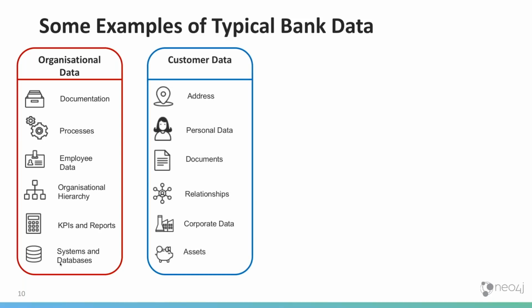Next, we have data about your customers. So you'll have personal data about them. Maybe you know where they live, their phone number, when they were born, and so on and so forth. You'll have some documents from them. So this might be the documentation they provided when they opened their account or when they applied for a mortgage. You might have some information about their relationships.